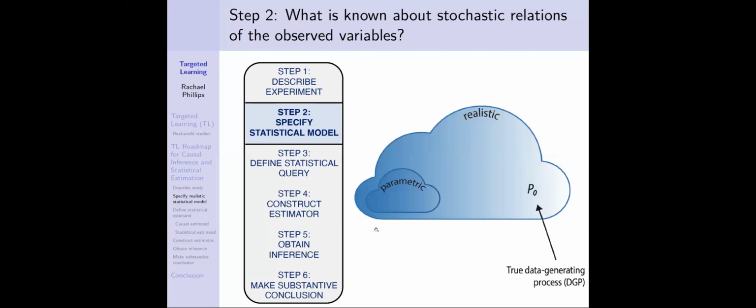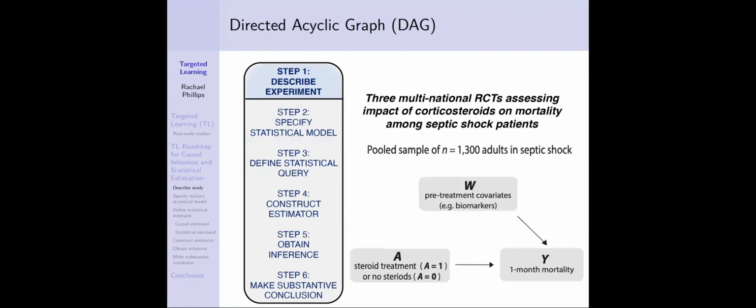We know the treatment is randomized, and we know that we have these pretreatment covariates that might also impact 1-month mortality. If the treatment was not randomized, we still might have some information about the way treatment was assigned. If a doctor says, I only consider these few variables when I'm trying to assign treatment, then we can use that information provided by subject matter experts in our specification of the statistical model.